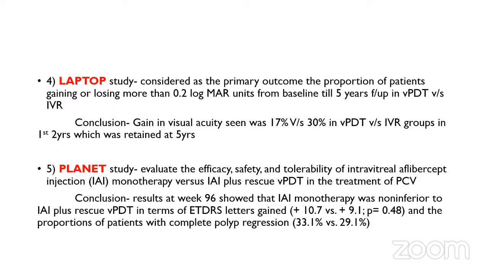And the last study is the PLANET study, which evaluates the efficacy, safety, and tolerability of intravitreal aflibercept monotherapy versus intravitreal aflibercept plus VPDT in the treatment of PCV. The conclusion was that results at week 96 showed that IAI monotherapy was non-inferior to IAI plus VPDT. That means you can just give aflibercept instead of combining it. And the proportion of patients with complete polyp regression was also better in the monotherapy.